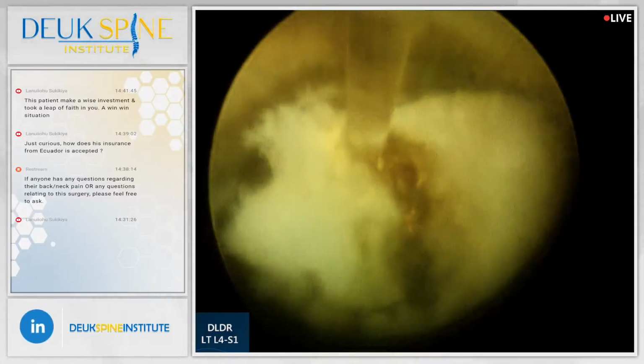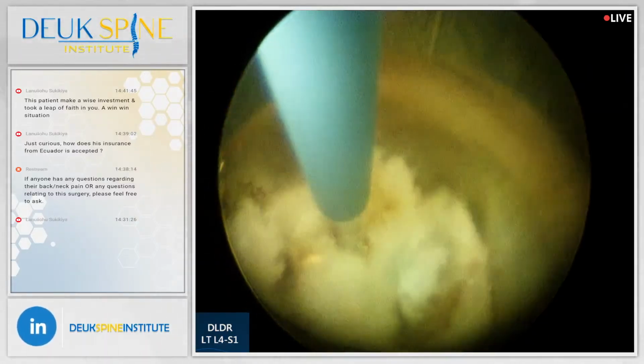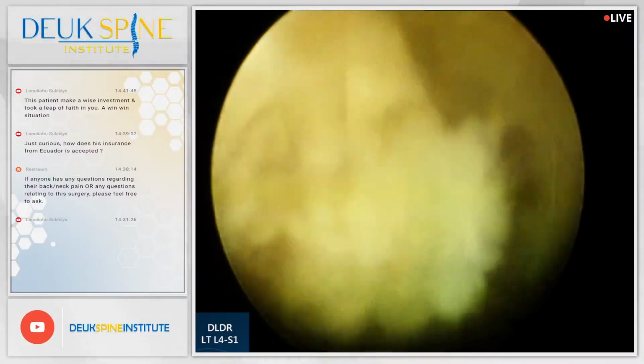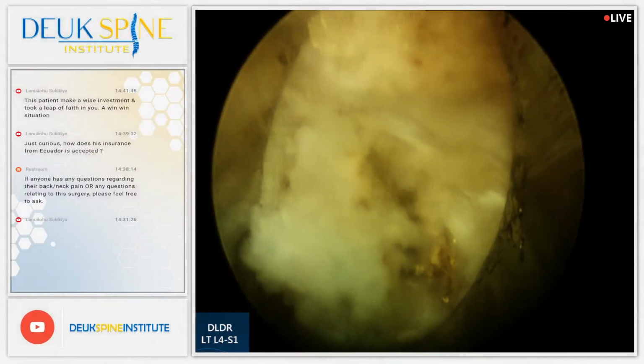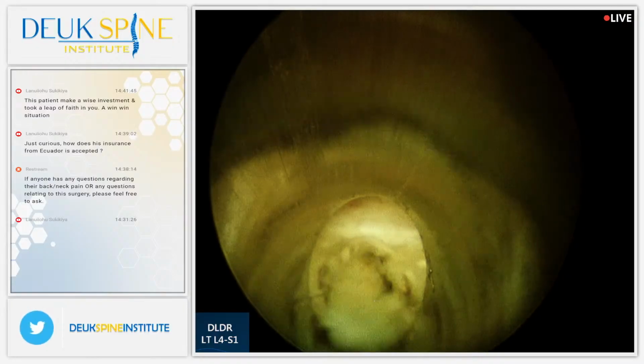Never had a failure. That's pretty incredible. That's a true testament to the fact that the disc is such a common cause of back pain, that once you fix it with this procedure, the pain goes away.